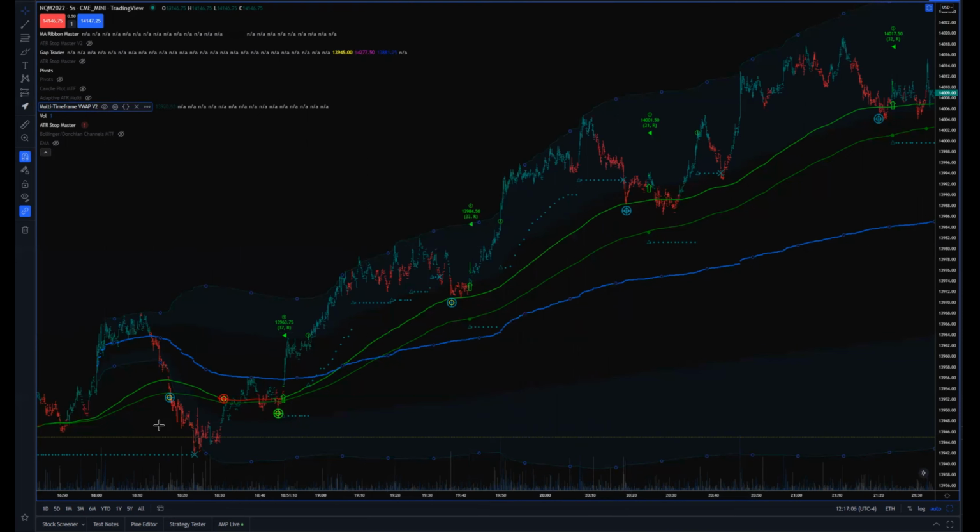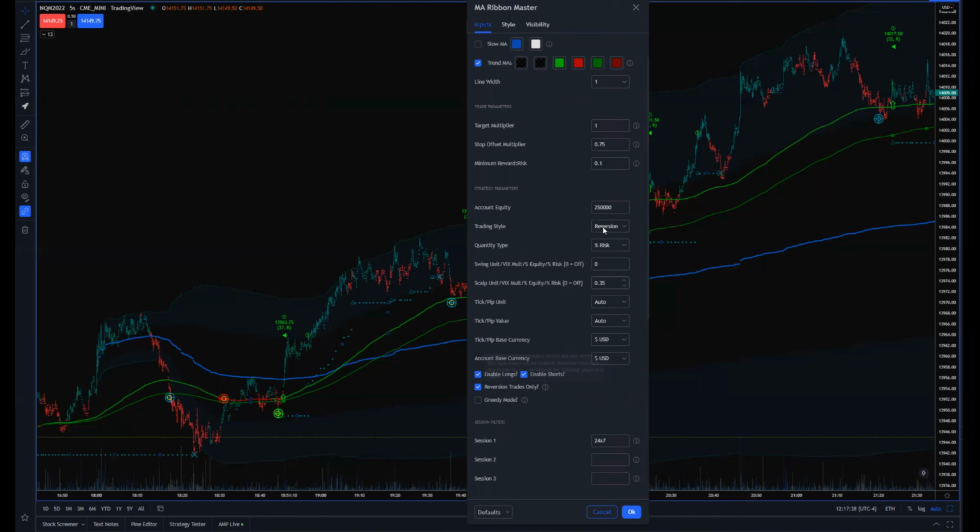Anyway, okay, so start of the day, the VWAP bands start to expand with the volume, and what I have on here for the ribbon is just the trend MAs, and I have the first one set to invisible just so that I only have 2 moving averages on the screen. Right now I'm using an account size of about 250,000. The reversion trades only, I have this box checked and I have it set to reversion mode.